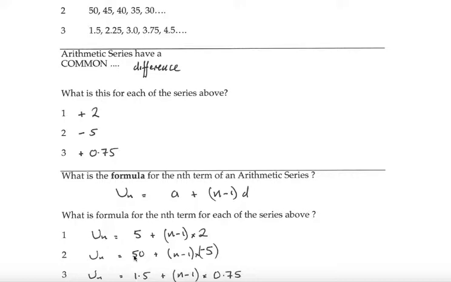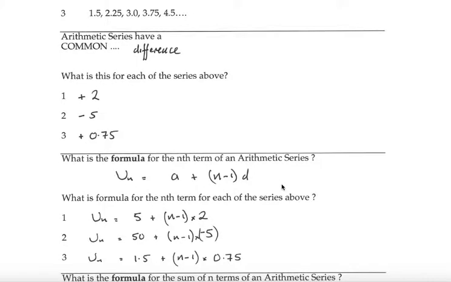For the next term, any term in this sequence would be 50 plus the position of my new term, minus 1, lots of minus 5, because every jump forwards by 1 step added minus 5. In other words, it took 5 off. And for my third series here, the formula for any term in the sequence would be 1.5, the starting value, plus position in the sequence, minus 1, lots of 0.75, the common difference for that series.